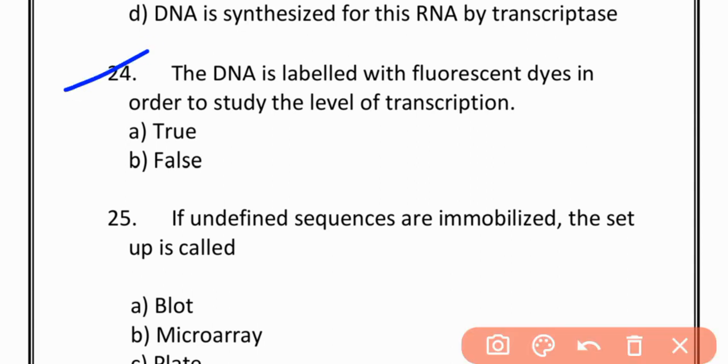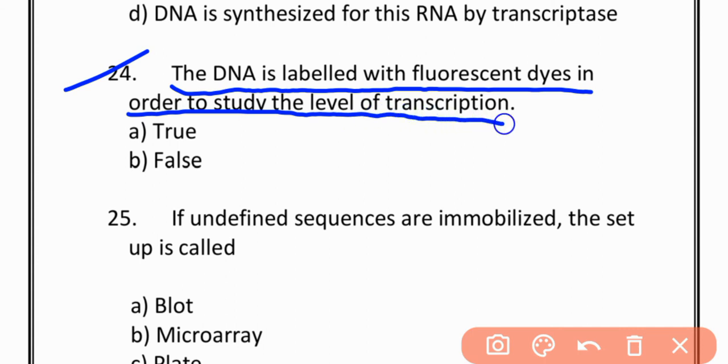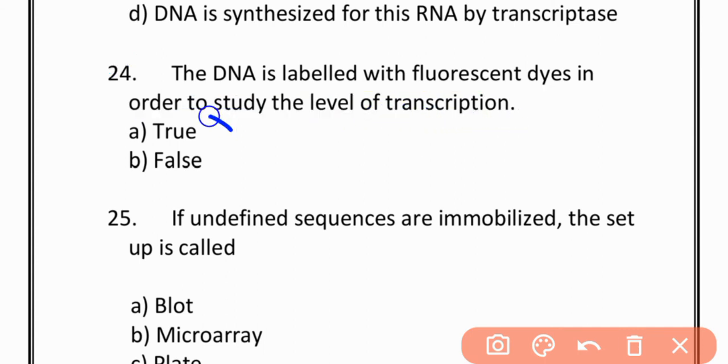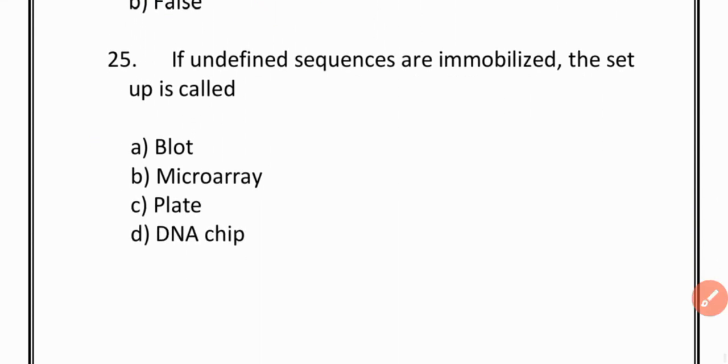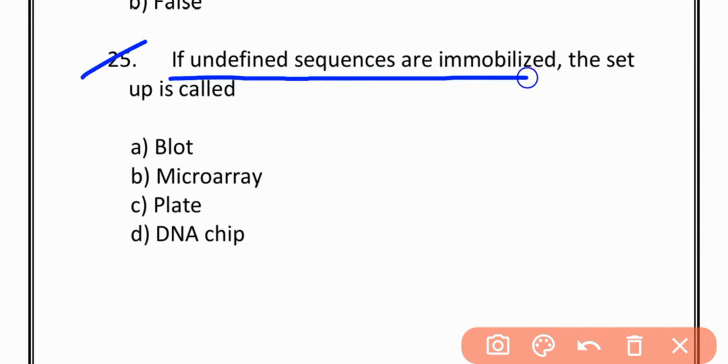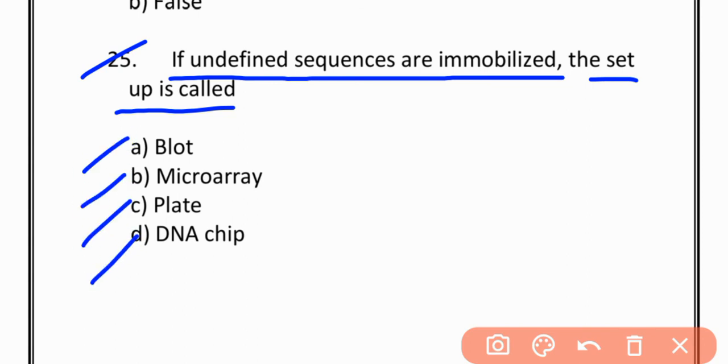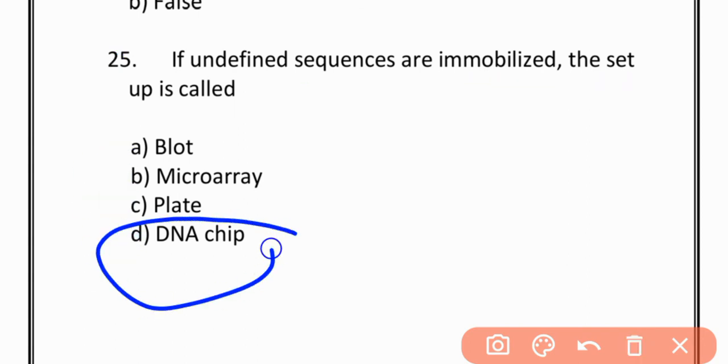MCQs 24. The DNA is labeled with fluorescent dyes in order to study the level of transcription. It is true or false? This statement is true. MCQs 25. If undefined sequences are immobilized, the setup is called blot, macroarray, plate, DNA chip. This is called DNA chip.